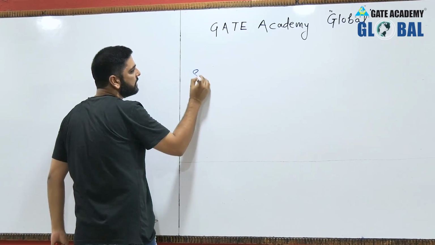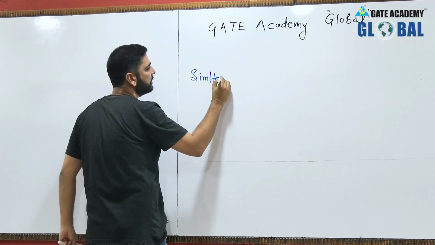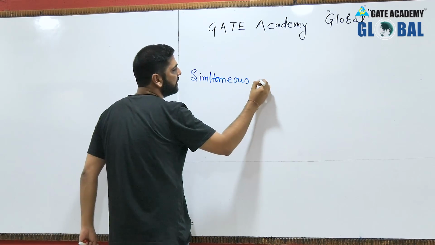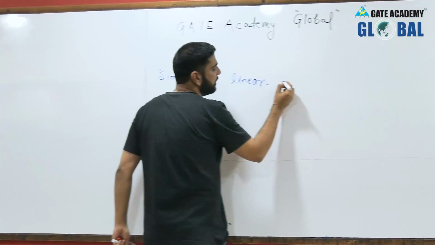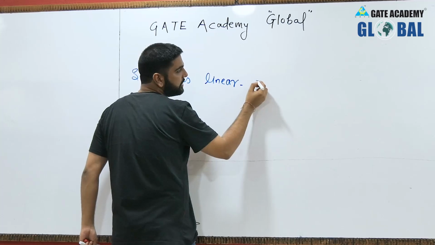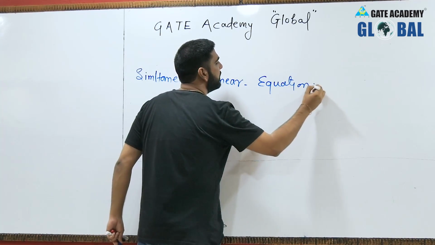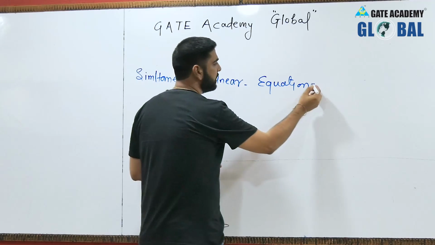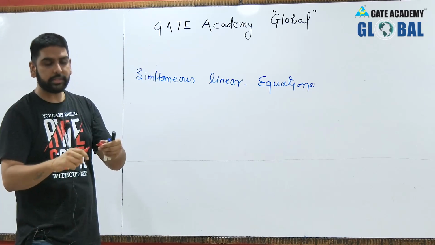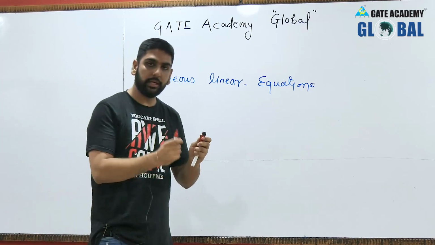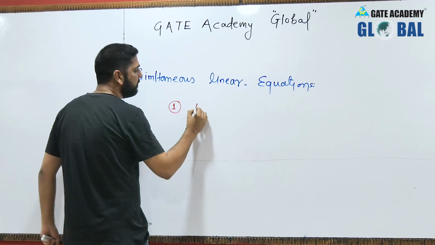So I am having a set of linear simultaneous equations. We have two types of equations, right? If I am saying the set of linear equations or the system containing linear equations, then we have two types of linear equations. The number one is what?